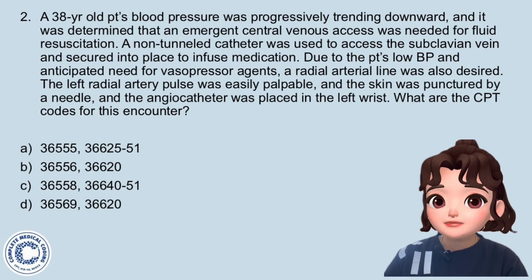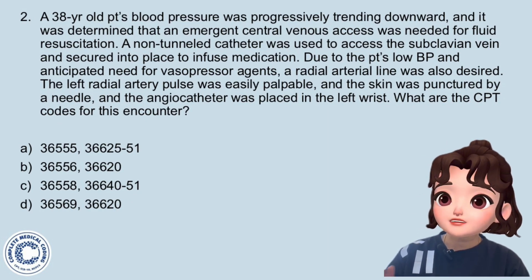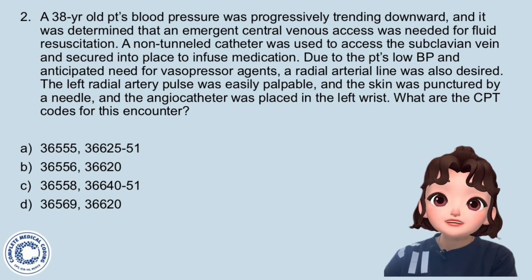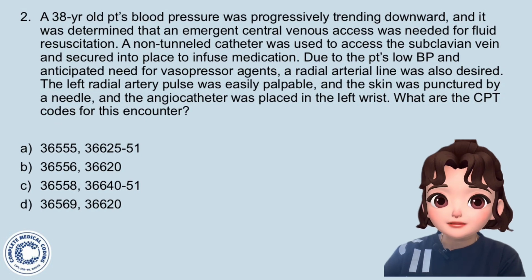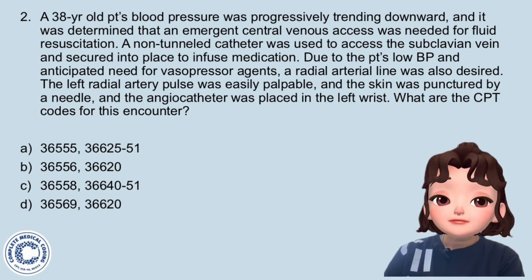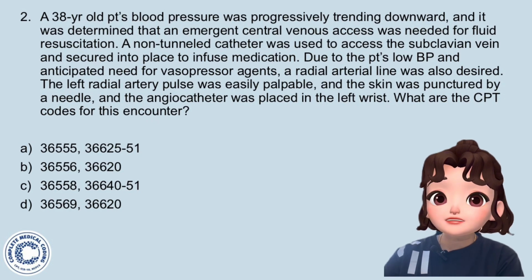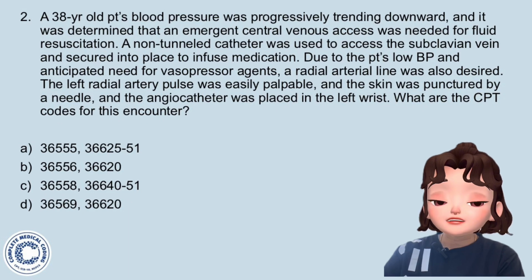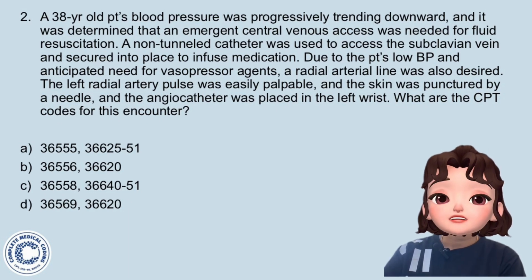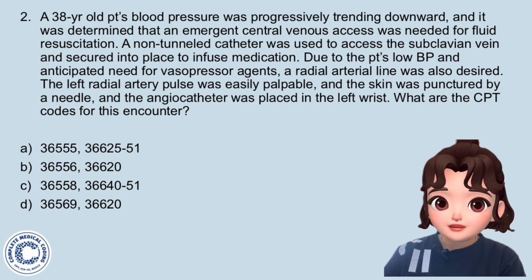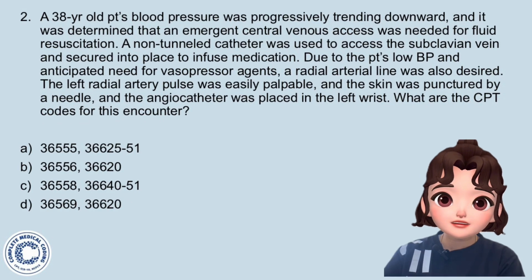See, in less than 2 minutes you can find the answer for this question, because the non-tunneled catheter code is there in only option B, 36556. This is how you can save time in such questions. Don't go for finding out all the codes in a single option, then moving to the next option. It will not save time. First, find the non-tunneled catheter code. From that, you will get the correct option. So here the correct answer is option B.